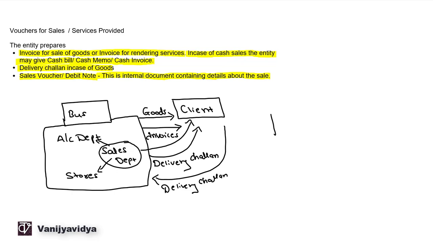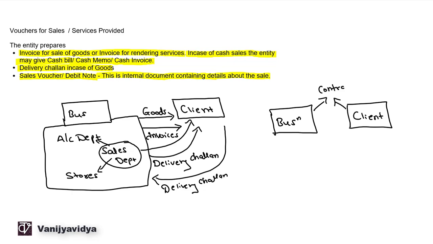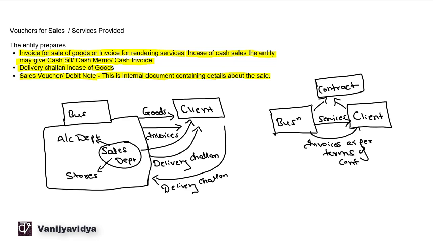Now let's take one example of services. This is our business, and our client. In case of services, there is one pre-approved contract which is signed between our business and the client. Whenever we are providing services, we will be raising invoices to the client as per the contract. Since there is no sale of goods, there is no delivery challan, but we will be sending the invoices as per the terms of the contract. All these documents are known as vouchers.